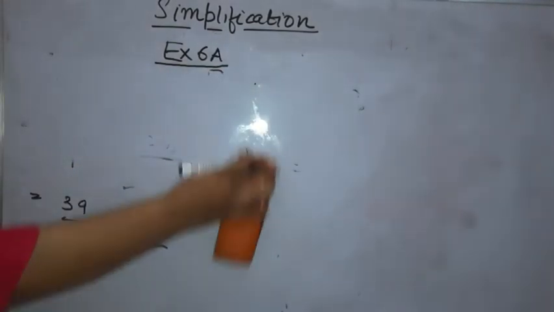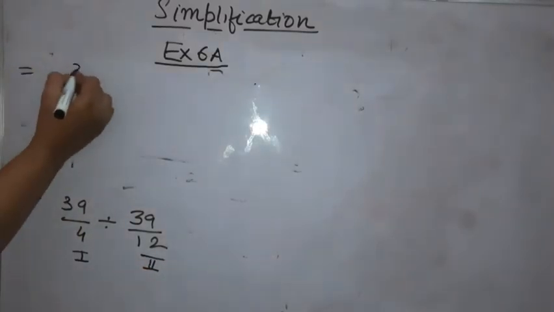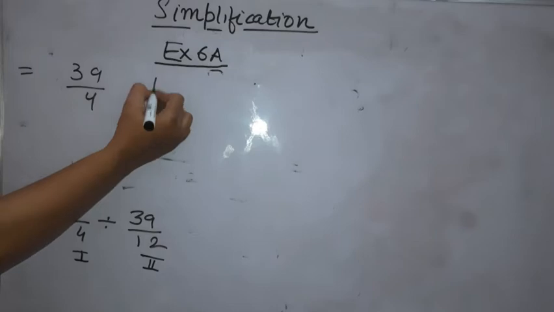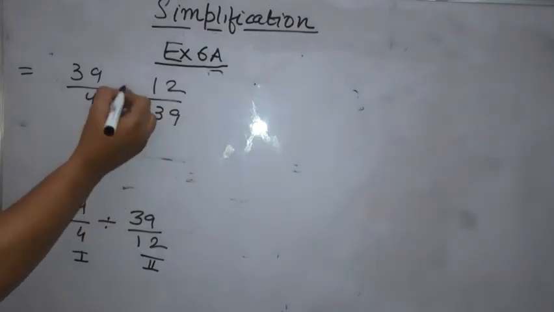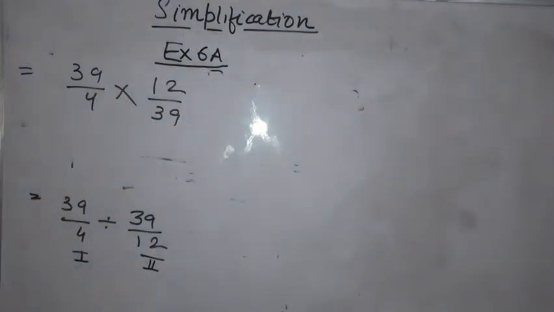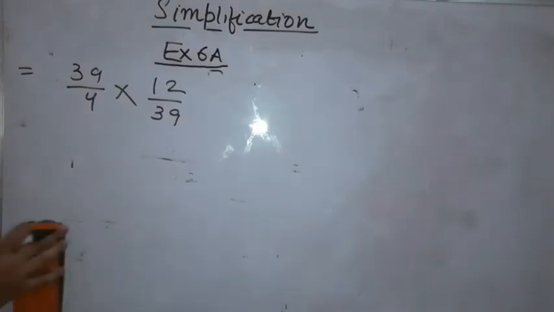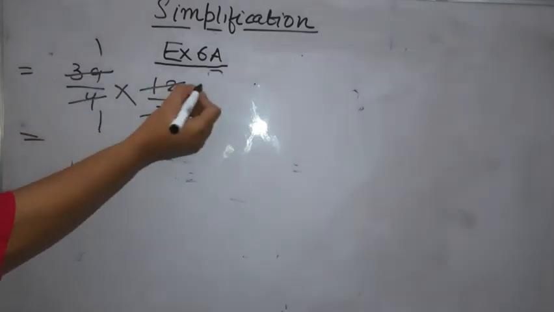How do we divide the fractions? ये आपका पहला fraction है, this one first one, this one is second one. So take the reciprocal of the second fraction, multiply it with the first one. This is how we are dividing the fractions. So 39 ones are 39, 4 threes are 12. So what is the final answer of question number 11, students? The final answer of question number 11 is 3.